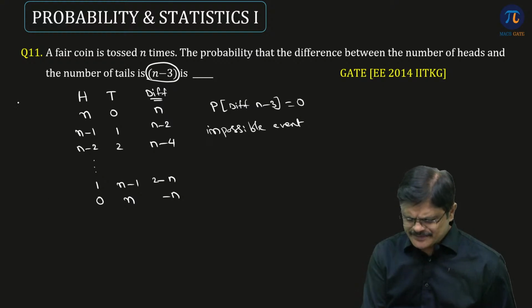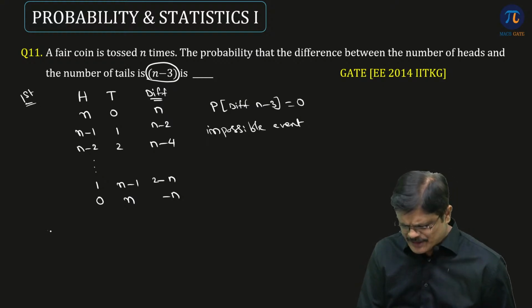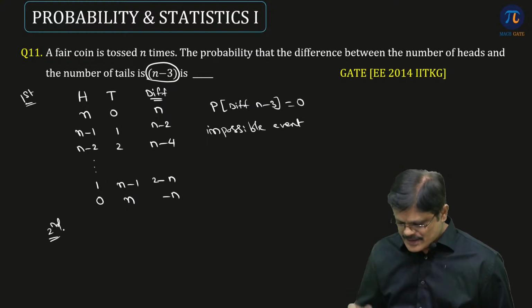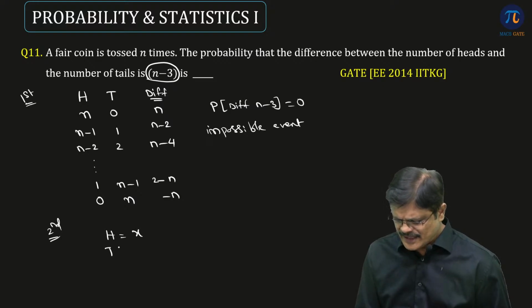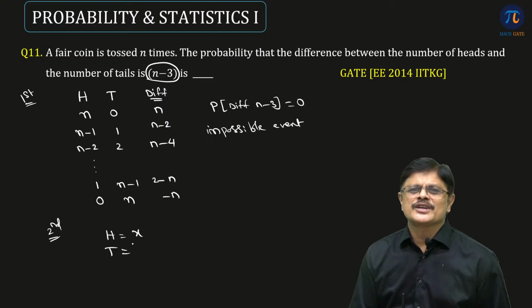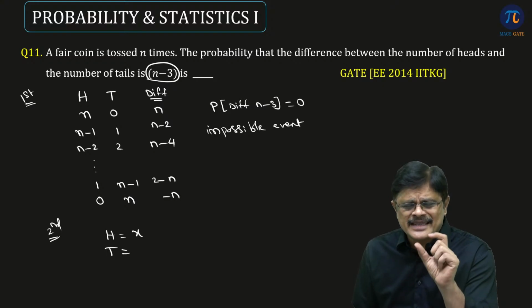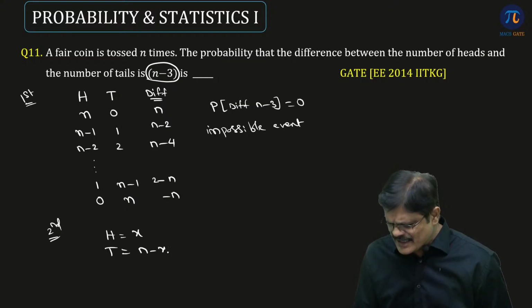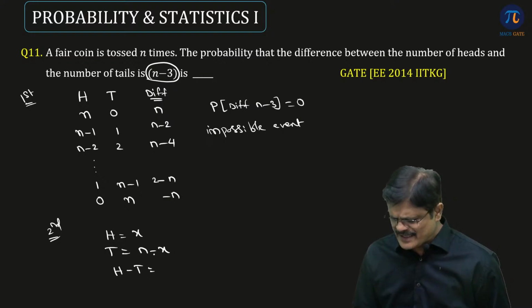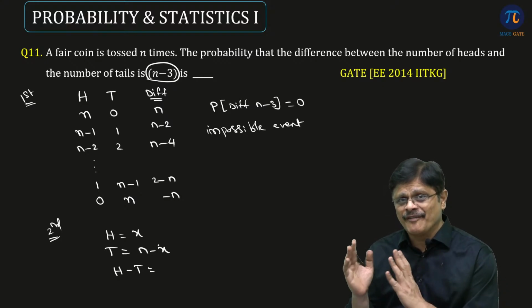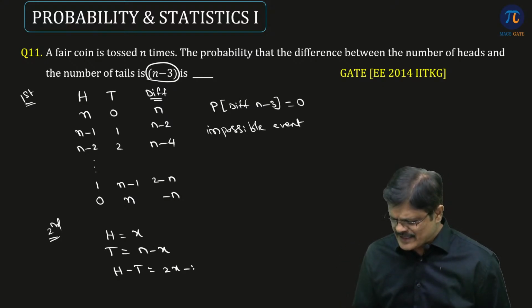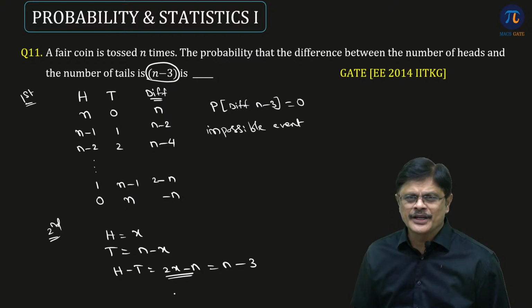There's one more way you can do it. This is the first method. You can try one more method. Suppose number of heads is equal to x. Then, because you have n tosses in total, out of that x are heads, so n minus x are tails. So what is the difference between heads and tails? That is x minus (n minus x), so you get 2x minus n. But this difference you want it to be n minus 3.